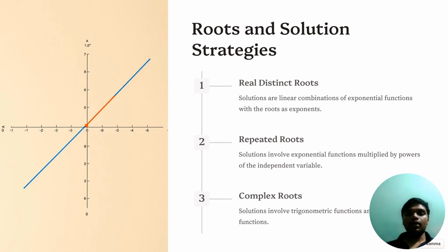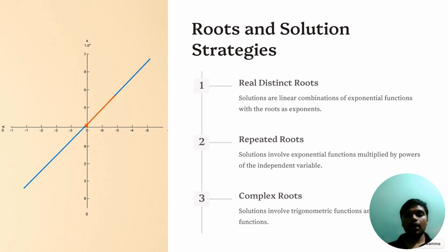When we differentiate y = e^(rx), we get dy/dx = r e^(rx) and d²y/dx² = r² e^(rx). Substitute this into the original equation: a r² e^(rx) + b r e^(rx) + c e^(rx) = 0.